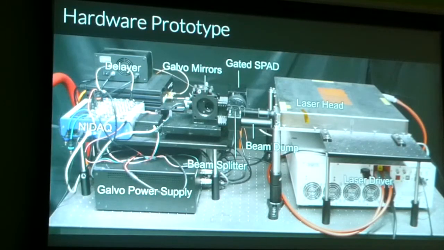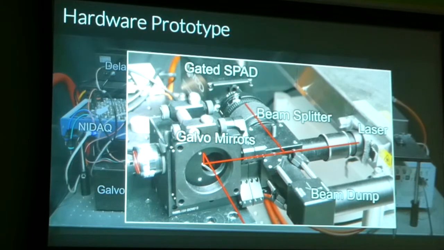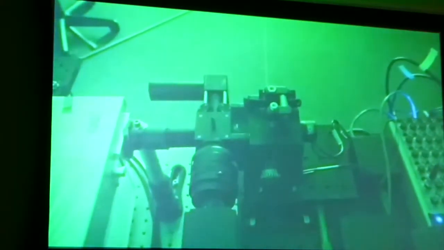Well, we built this hardware prototype to capture some additional measurements, and the main components here are a laser that goes through a beam splitter and shares an optical path with our SPAD. This is just a single pixel SPAD. And then we have some scanning mirrors that allow us to scan where we're imaging and illuminating. And here's a video of the hardware prototype in action.